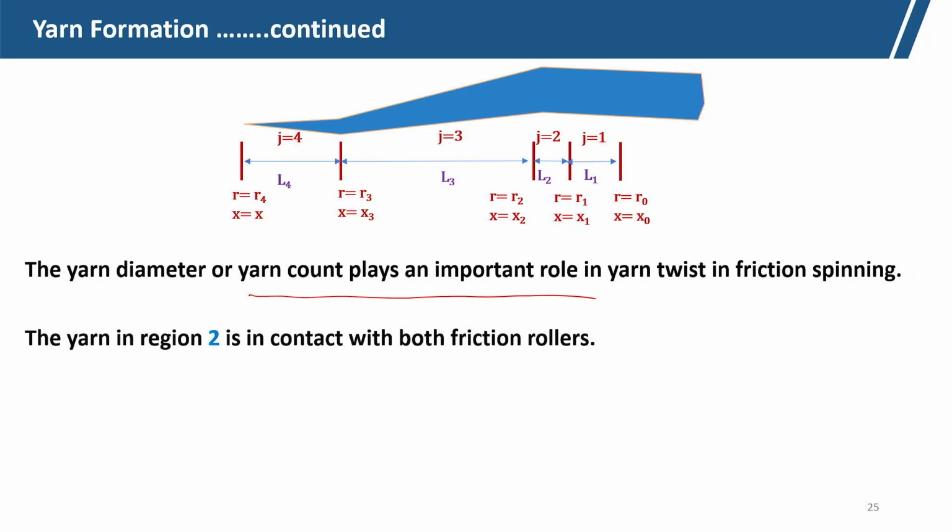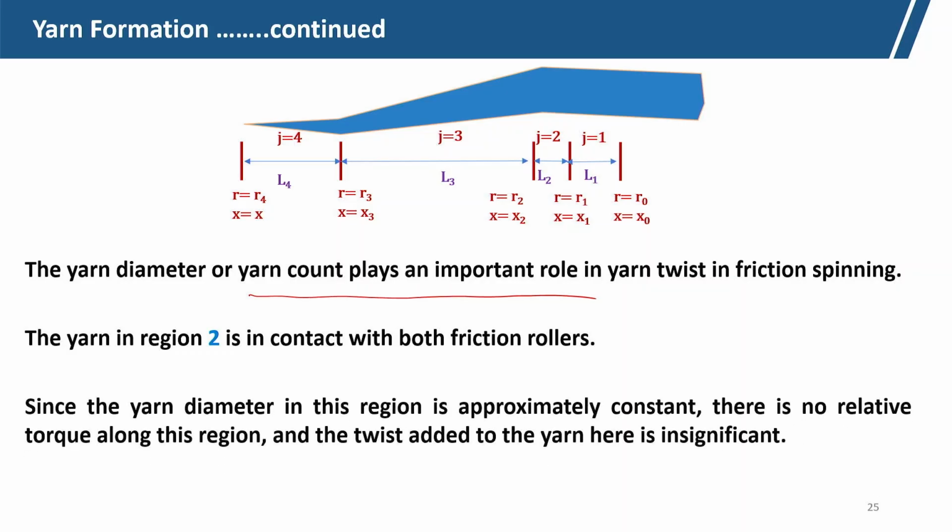The yarn in region 2 is in contact with both the friction rollers. Since the yarn diameter in this region is approximately constant, because the yarn has already been built, and there is no relative torque along this region, the twist added to the yarn is insignificant. So almost the maximum twist, the optimum twist, is inserted.